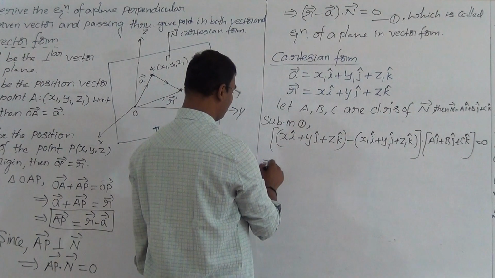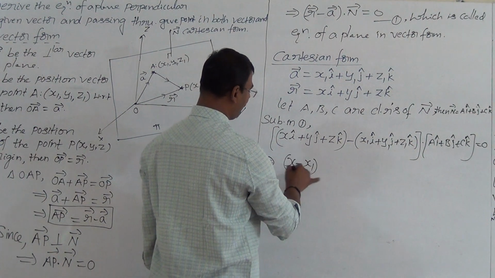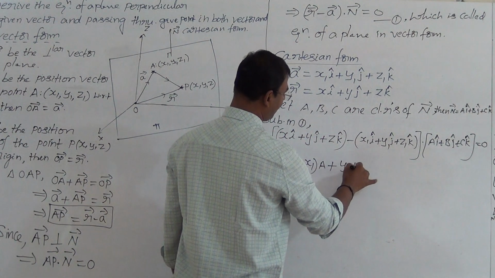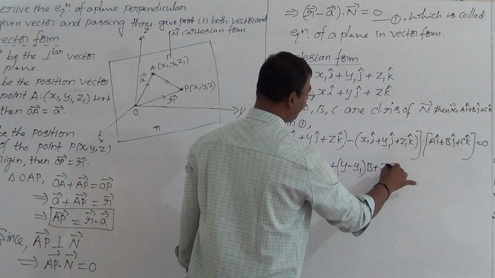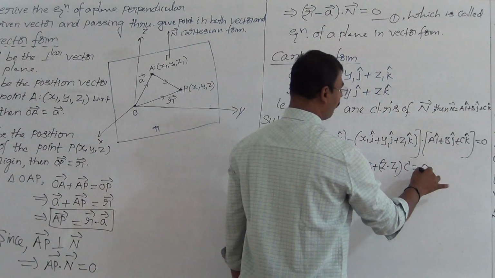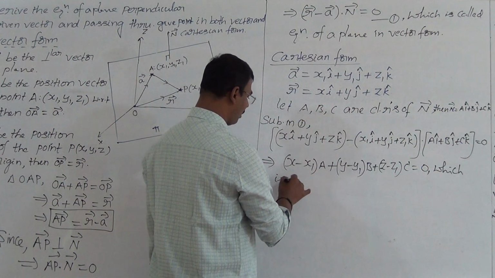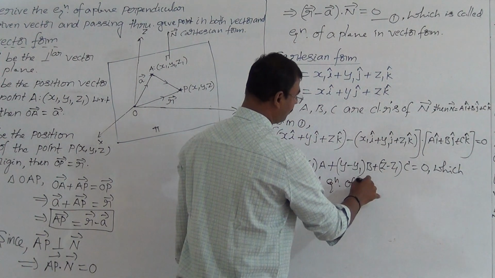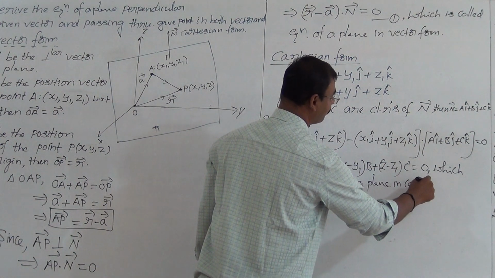Simplify this, we get (x minus x1) into a, I am writing directly, plus (y minus y1) into b plus (z minus z1) into c is equal to 0, which is called the equation of a plane in Cartesian form.